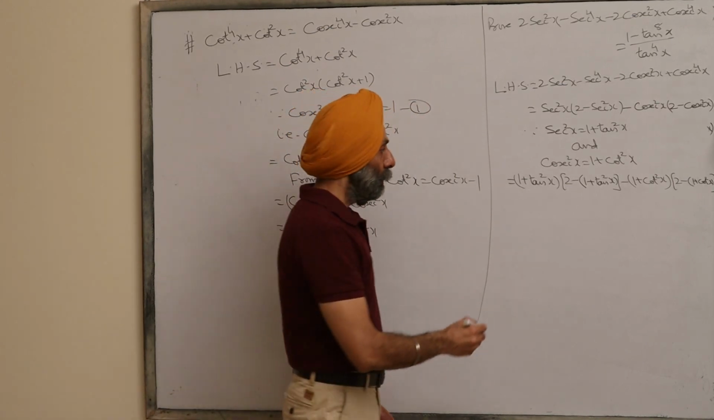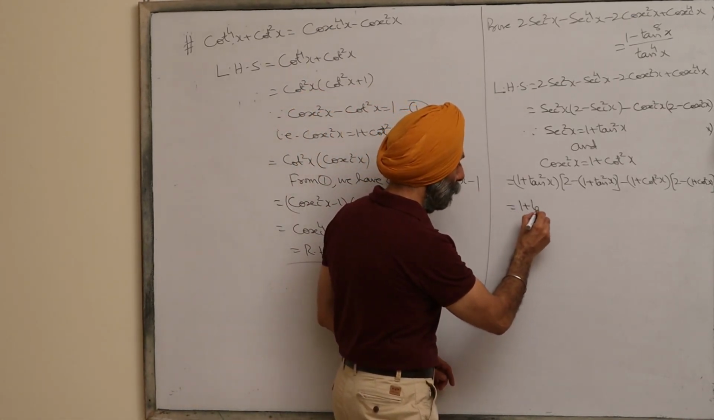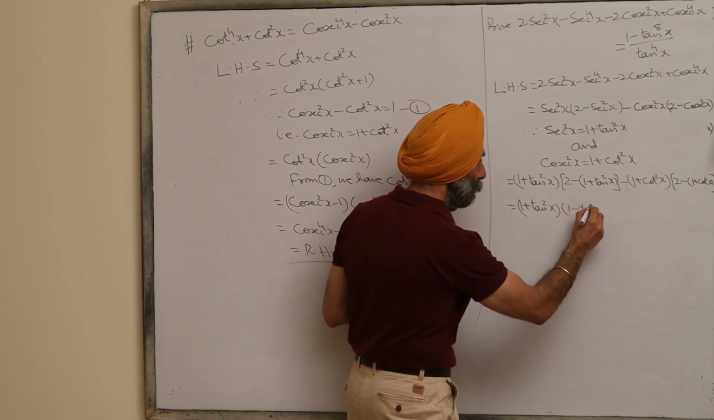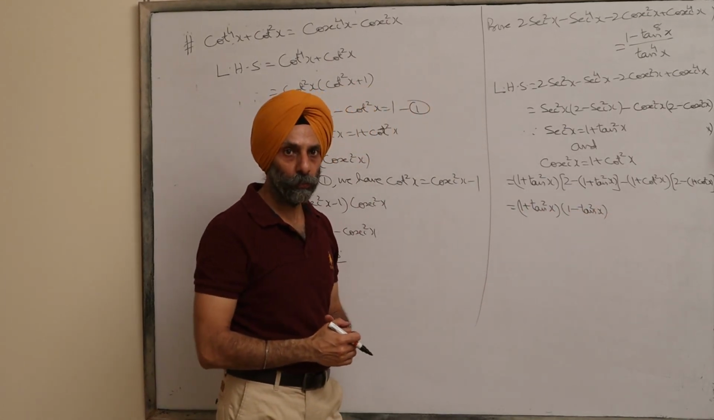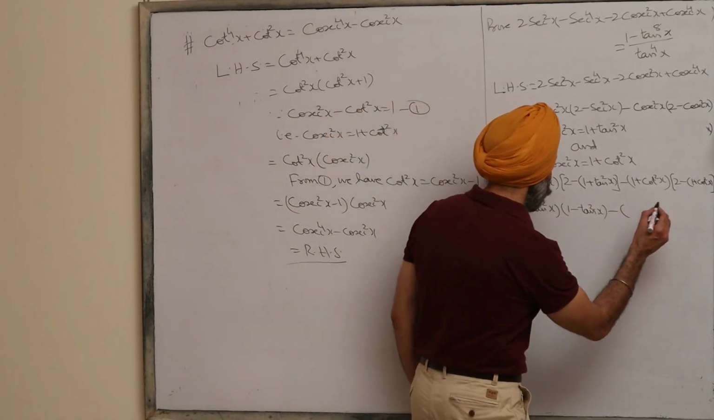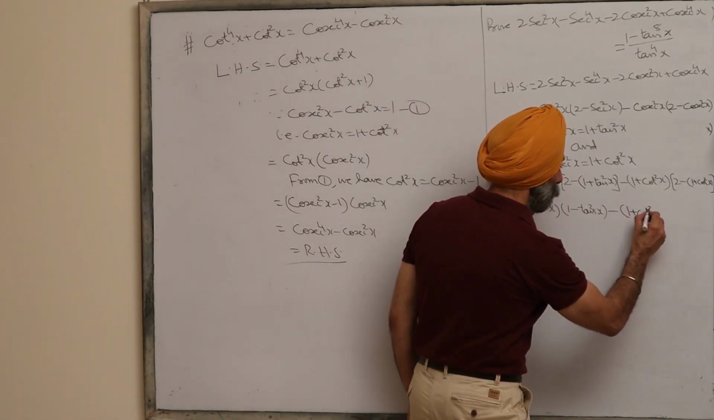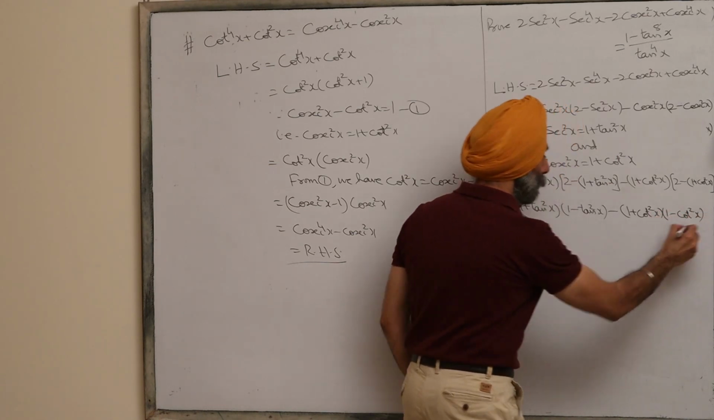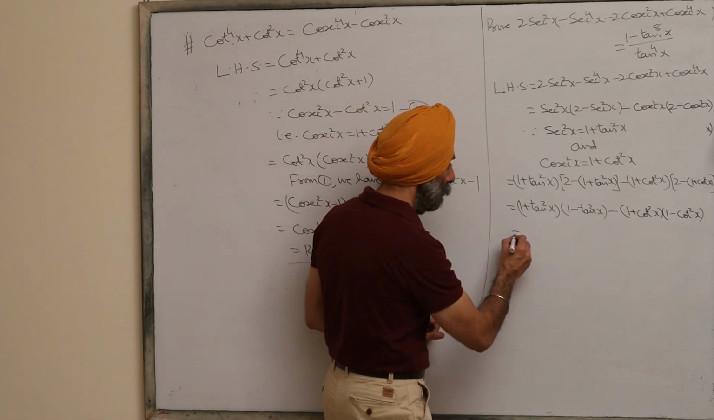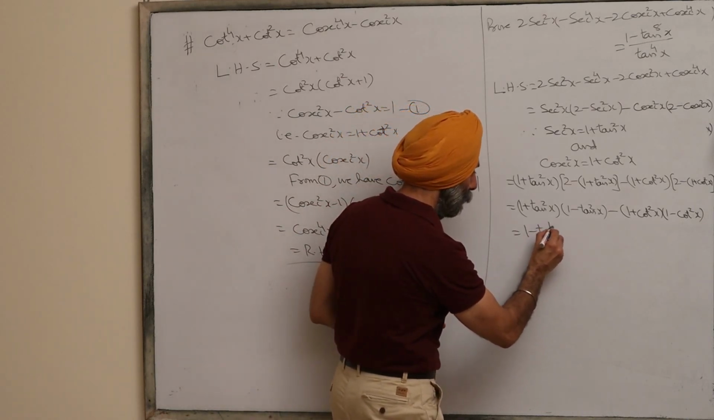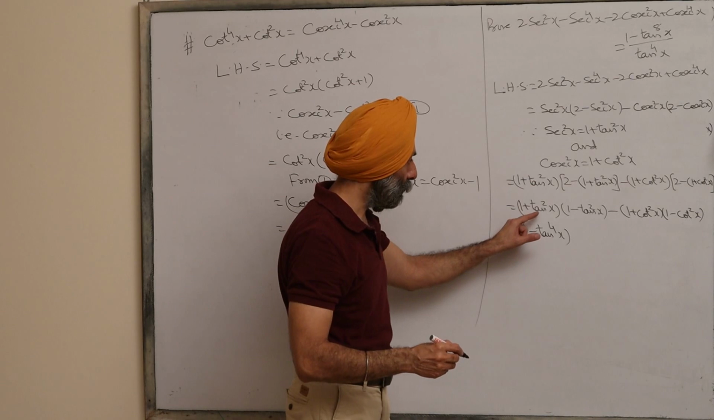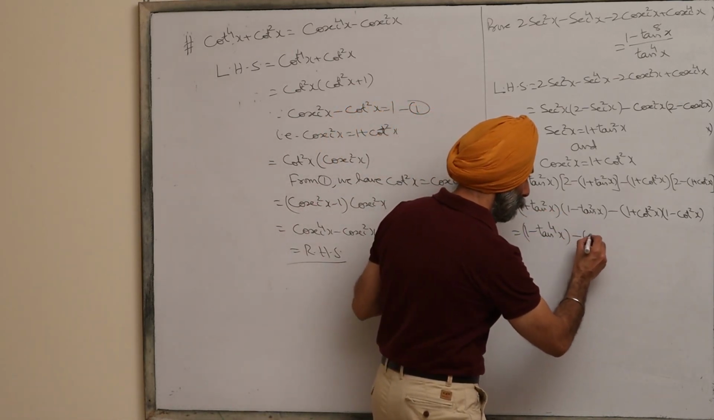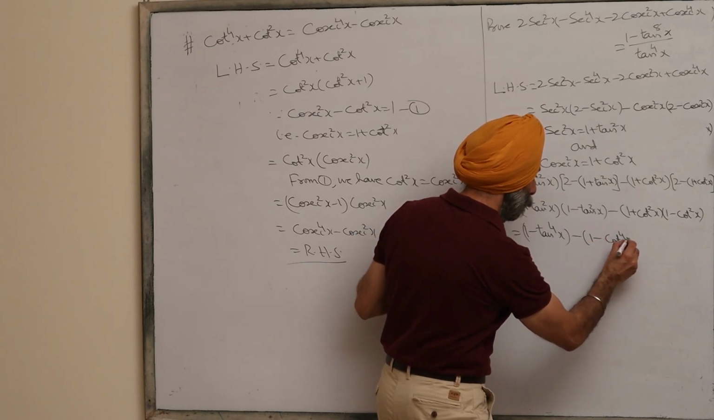Now this is your 1 plus tan square x into 1 minus tan square x minus 1 plus cot square x into 1 minus cot square x. So what is that? It is 1 minus tan 4x, because a plus b into a minus b is a square minus b square, minus 1 minus cot 4x.